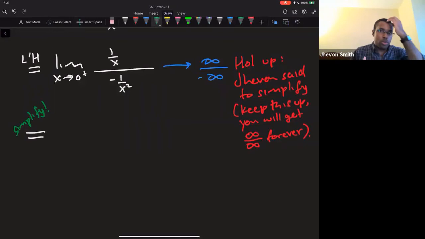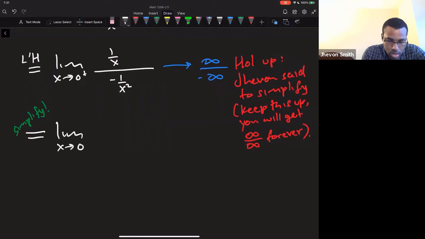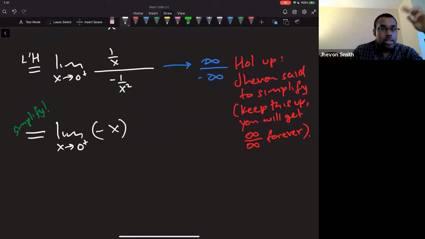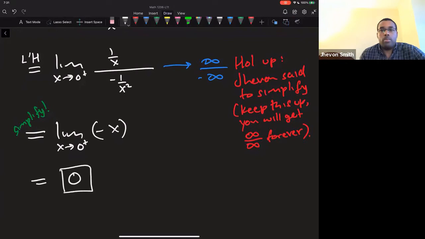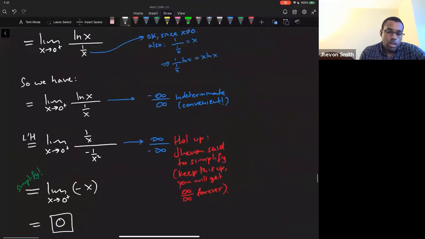This is obviously something that could be simplified a lot. In fact, that simplifies to minus x. It'll be 1 over x times minus x squared if you keep, change, flip. And now that's pretty clear. It's not even indeterminate. As x approaches zero, minus x goes to zero. And there we have it. The answer here is zero.